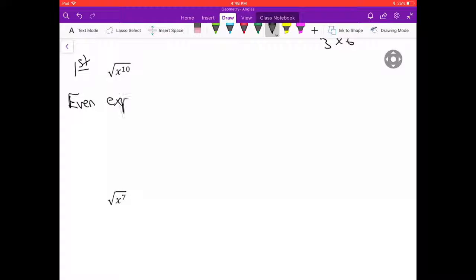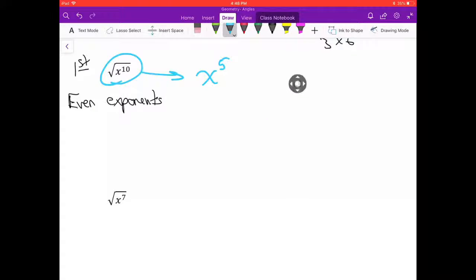Okay, so 10 is an even number, and this makes life really easy. Whenever you have a variable with an even number, all you have to do is divide that exponent by 2. So x to the 10th is actually a perfect square, and it can come right out as x to the 5th. So that's as far as you have to go with simplifying this type of radical. All right, so just remember, any even exponent, all you need to do is divide the exponent by 2. All right, that's as difficult as this one is going to get.